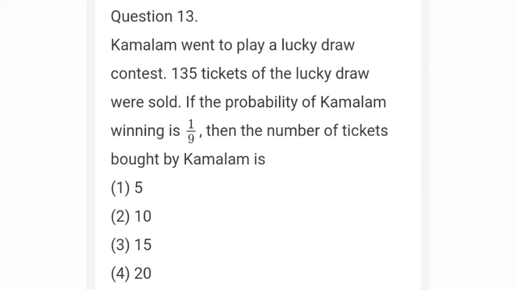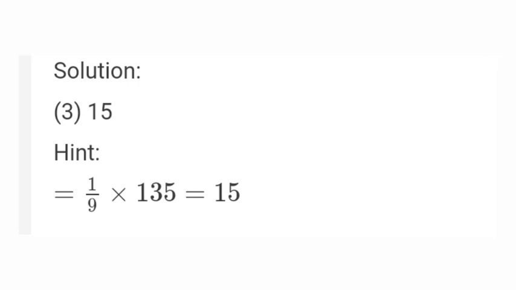Therefore we have to write p of a equal to n of a divided by n of s. So n of s equal to 135, p of a is 1 by 9, that equal to we find n of a. Cross multiplying, 135 divided by 9 equal to n of a. So 1 9 is 9, remaining 45, that is 5 9s are 45, that equal to 15. Answer, option is 3, answer is 15.